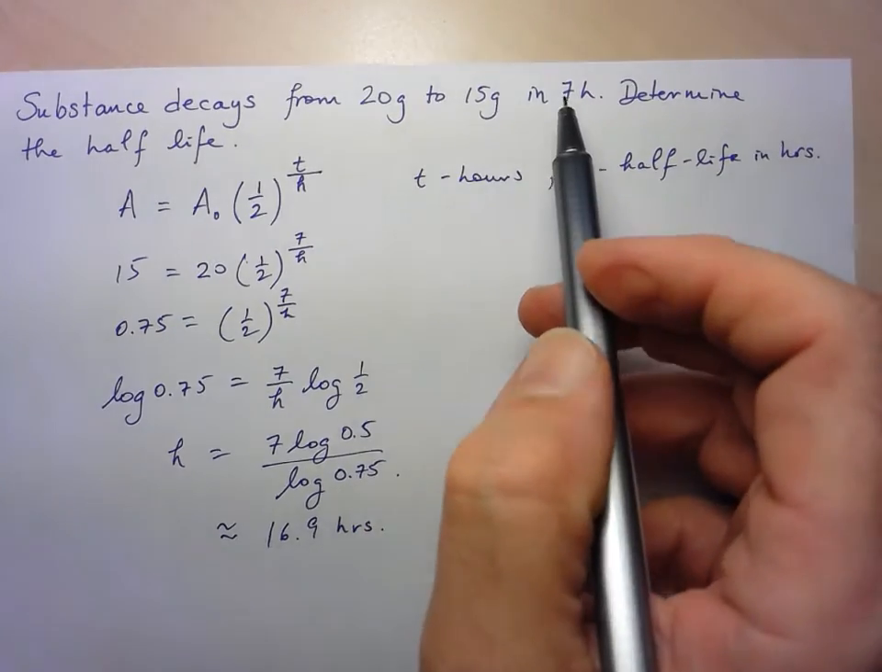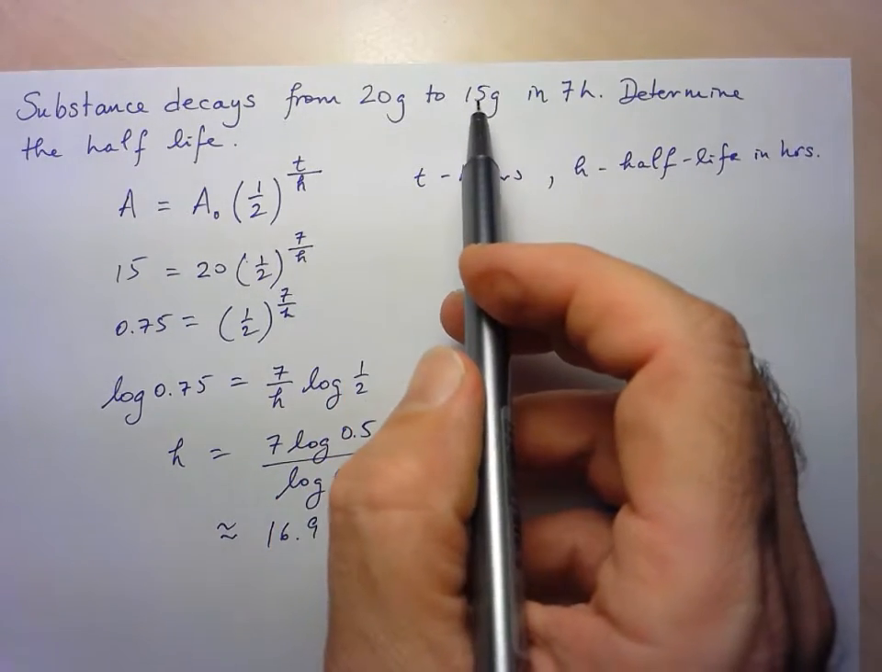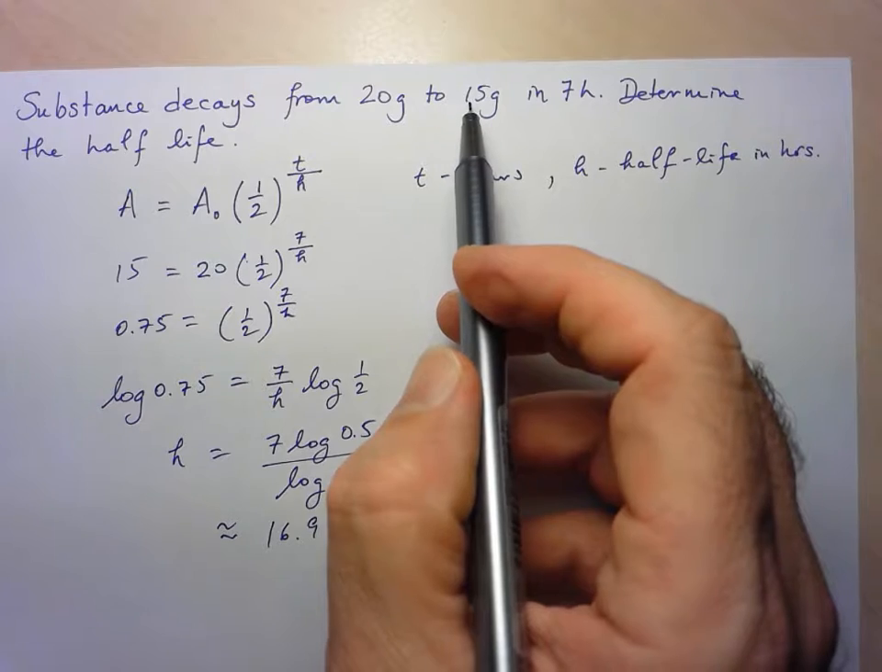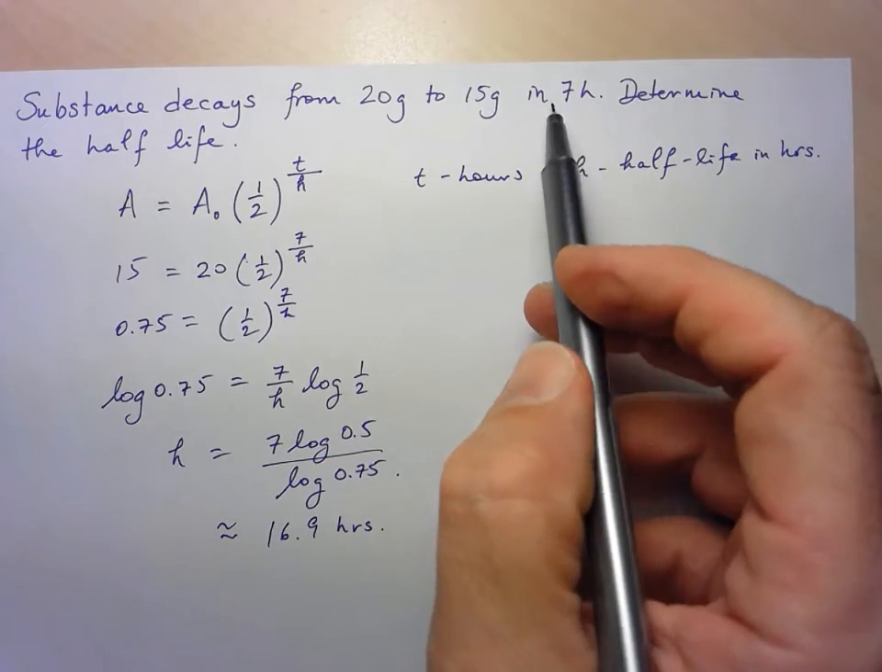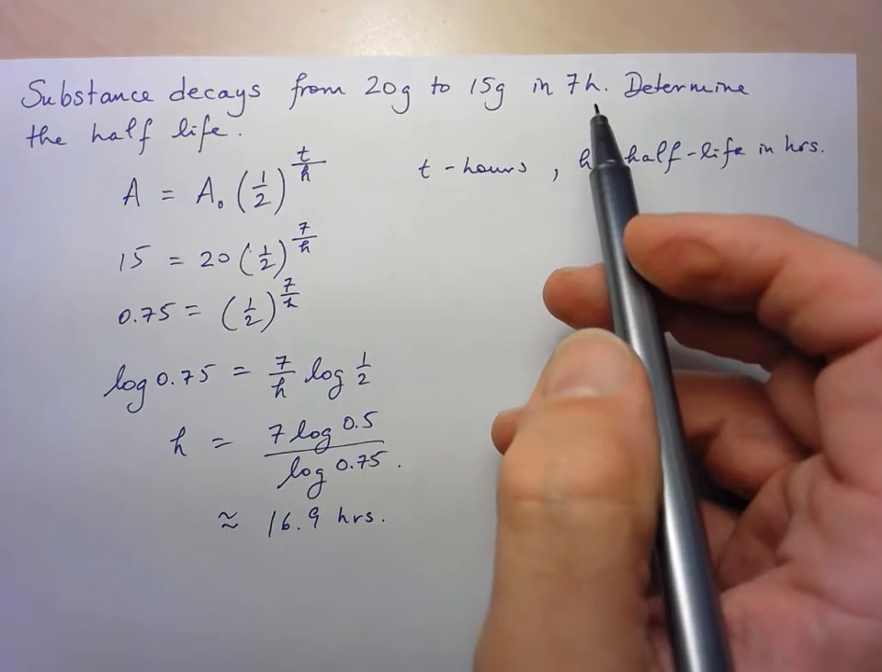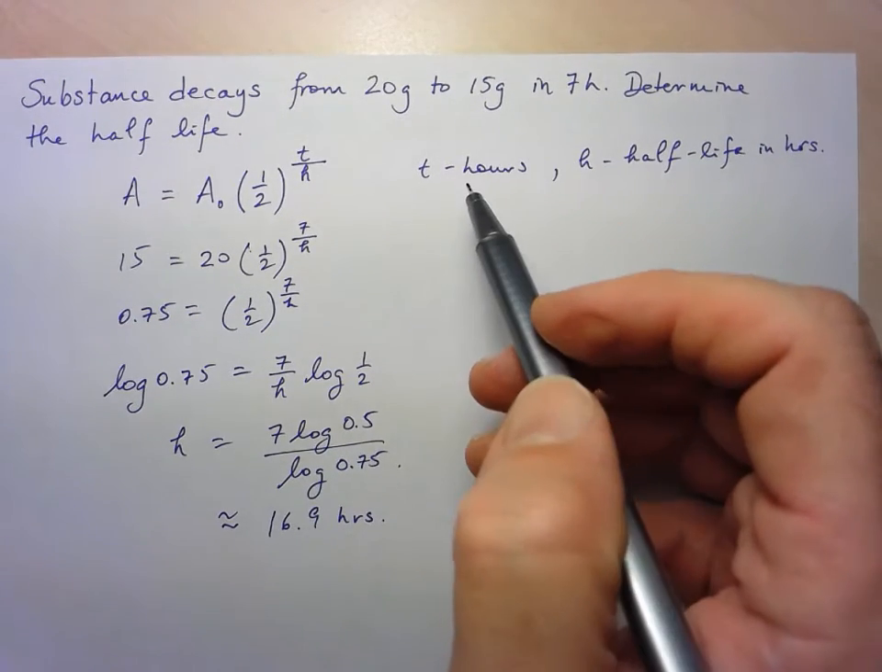Now let's just take a quick look to see if it makes sense. It took 7 hours to go from 20 to 15, so not quite half of the original amount. So it makes sense that our answer is going to be more than 7 hours. If I had gotten an answer that was less than 7 hours, that wouldn't have made sense.